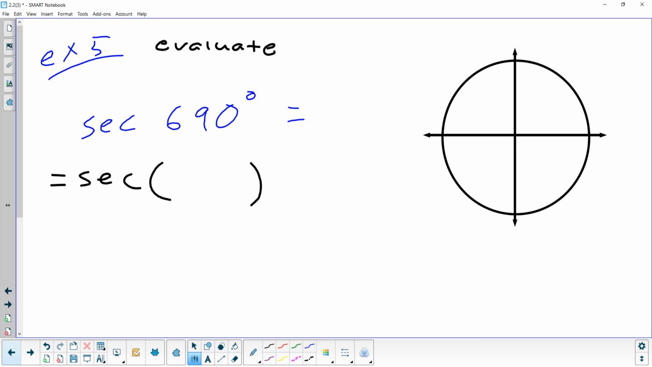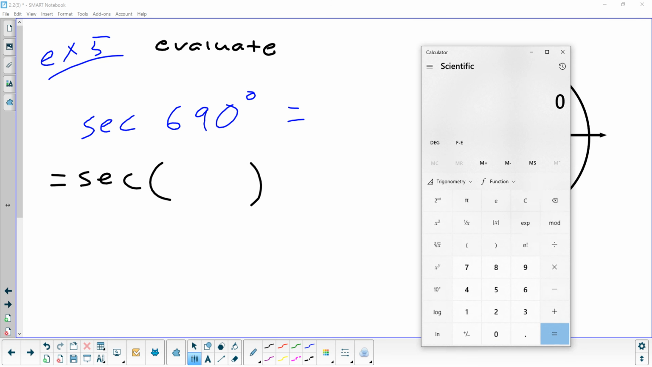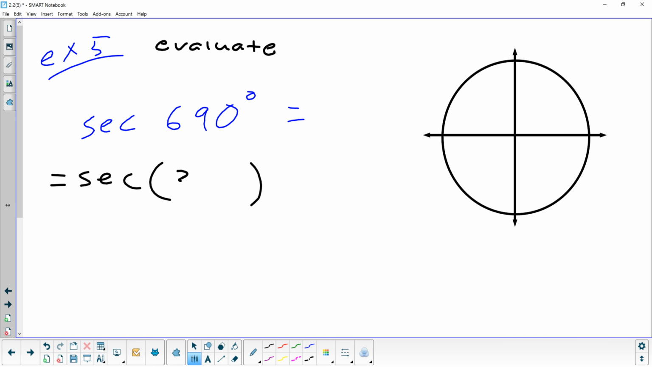All right. What's the first thing we should do with the 690? It's already in degrees, so we don't want to change the degrees. Yep, let's subtract 360 from it. All right, and I get 330. Okay, 330, multiple of 30 or multiple of 45? It's a multiple of 30. It's 30 times 11.